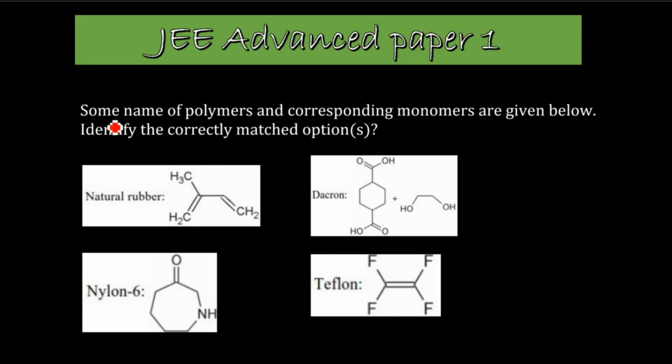Okay. Moving on to the next question. Name the polymers corresponding to the monomers given below. Identify the correctly matched options. Natural rubber, that is our styrene, and Dacron. Don't make this mistake, it should have terephthalic acid, so that can't be our answer. Nylon 6, caprolactam, the structure should be different, so that can be our answer. And then comes Teflon, which can be our answer. And this natural rubber can also be our answer. So the answer to this question is A and B.